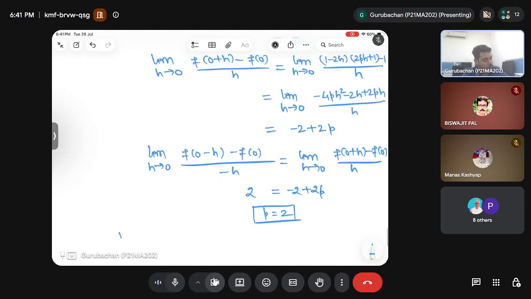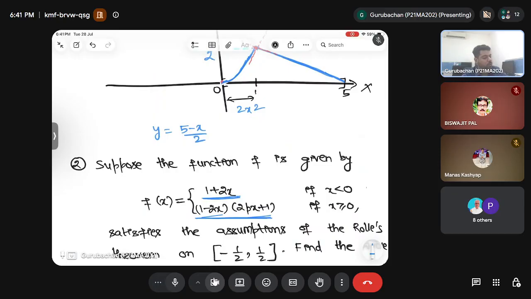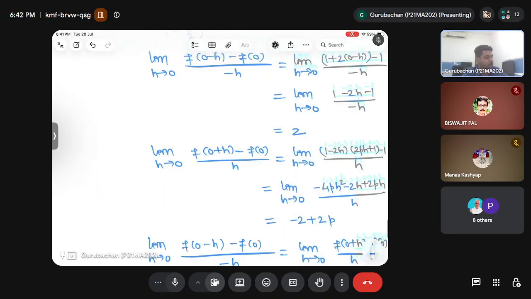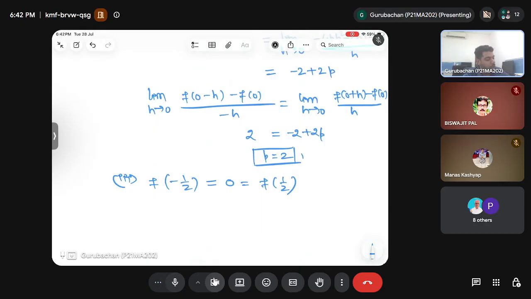Just for the sake of clarity, we are checking whether f of minus half is equal to f of half or not. What is f of minus half? When you put minus half here it will be 0, and when you put half this will be 0. So this is also satisfied. So now all the conditions of Rolle's theorem are satisfied by f, keeping in mind that our value of p is nothing but 2. So this is our answer. Clear?